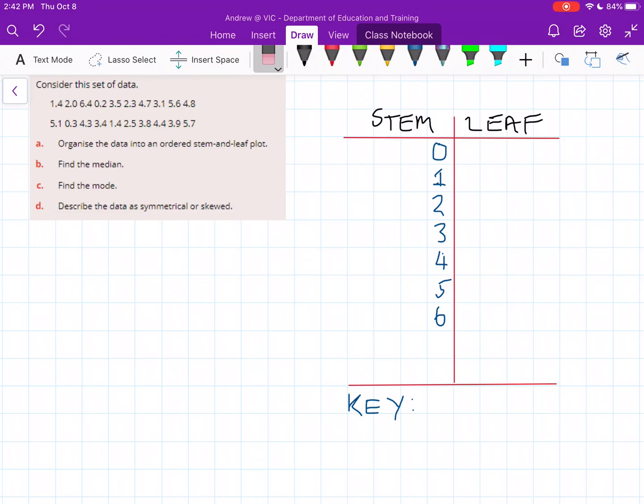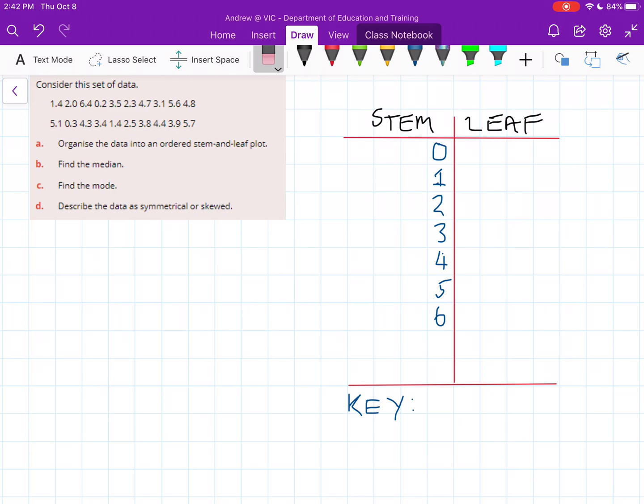G'day everyone, in this video we're going to be looking at constructing a stem and leaf plot from a set of data. We do this so we can organize our data and make better judgments or compare it to other sets of data. Okay, so this is the point of organizing it in a stem and leaf plot.